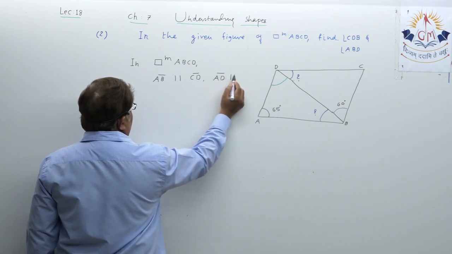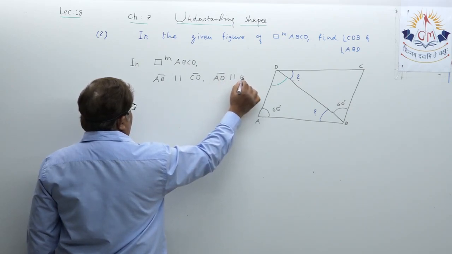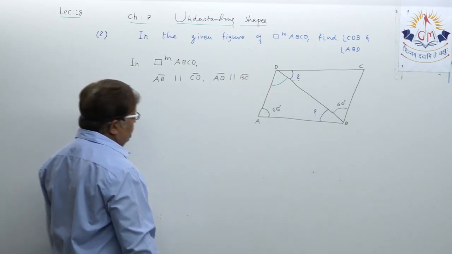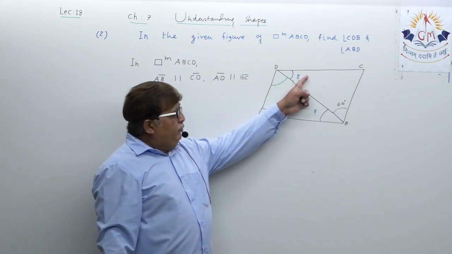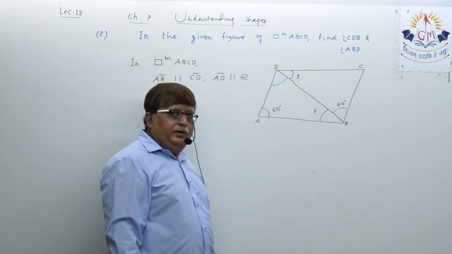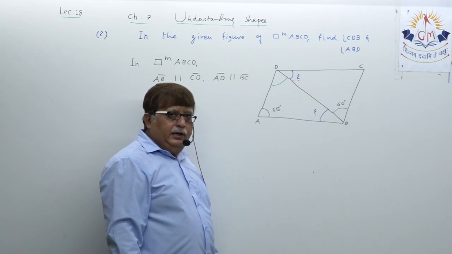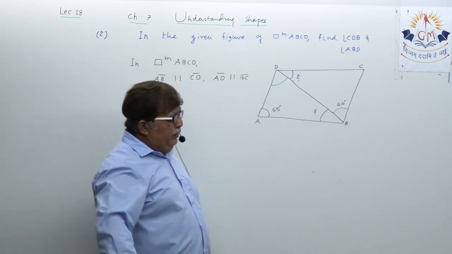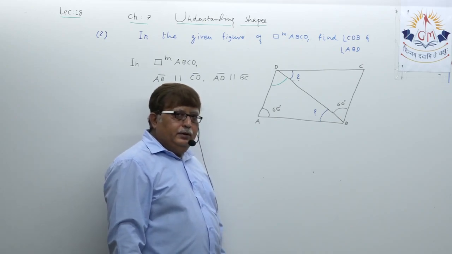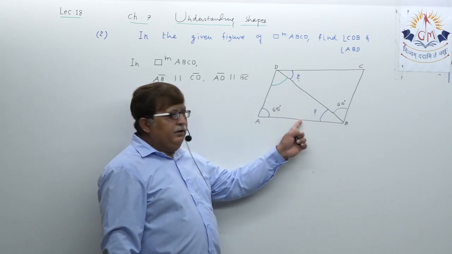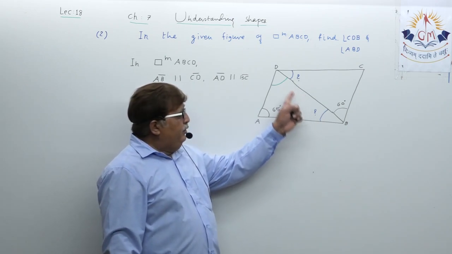AD parallel to BC, because both pairs of opposite sides are parallel will allow us to get two pairs of congruent alternate angles. Why am I not targeting AB parallel to CD?